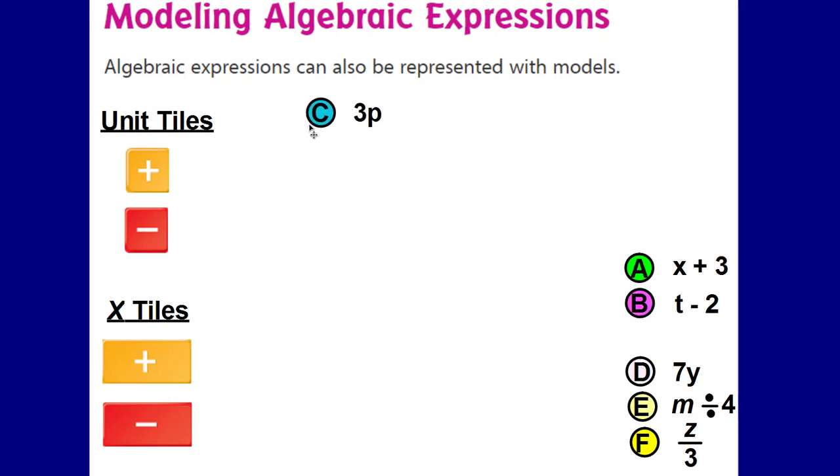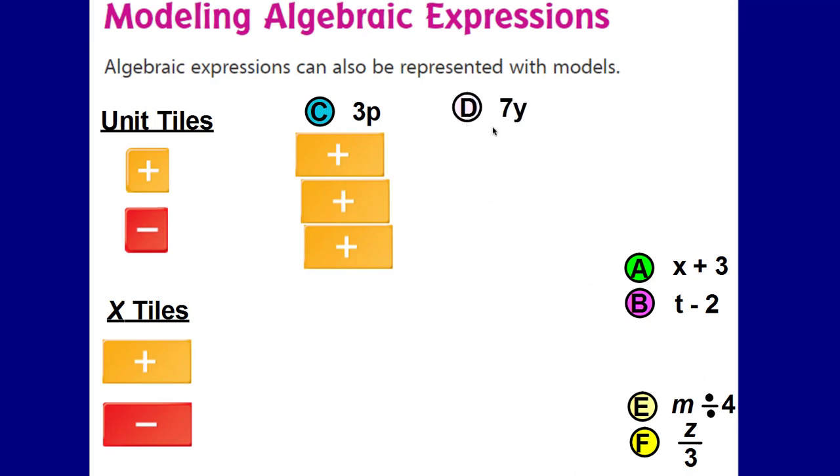Okay, let's talk about multiplication, 3 p's. That's exactly what it says. You need 3 p tiles, so 3 X tiles. 1, they're positive, 2, and 3. If you had 7y, you would need 7 y's or 7 X tiles.